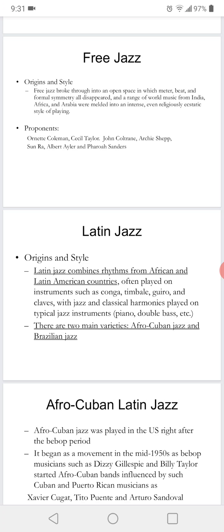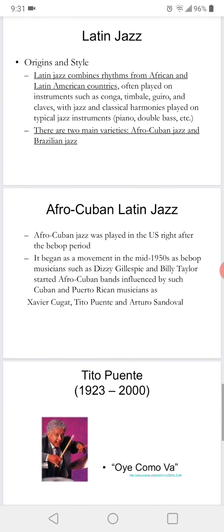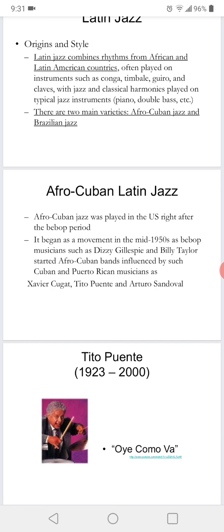That was a huge thing at that time, because there were a lot of jazz musicians traveling from or to South America or Latin America, and they tried to incorporate the rhythmic sounds of local traditions of music into jazz. So that you have Afro-Cuban jazz, Brazilian jazz, and it's very interesting. And particularly Afro-Cuban jazz was very influential, with people like Tito Puente and Cugat and Sandoval.